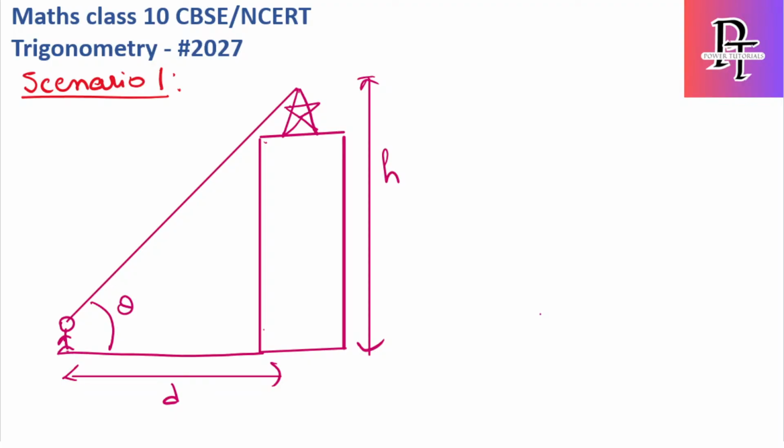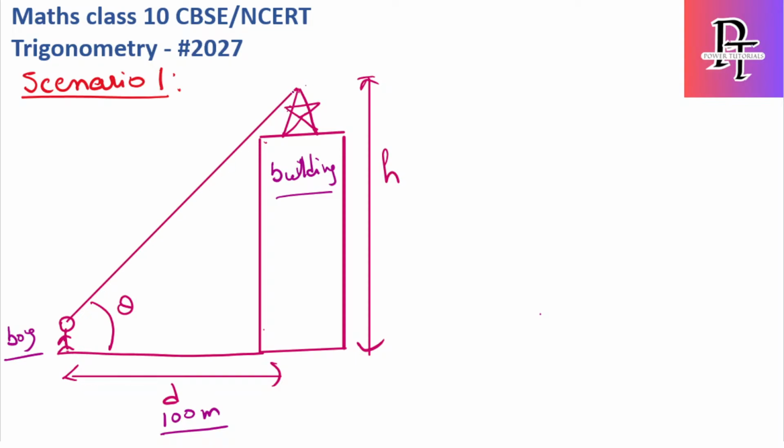This is the first scenario I'm talking about. Suppose I have a boy on the road. He is saying that he is about 100 meters from a building. So this is a building, and he is saying that he is 100 meters away from it, and he is able to see the top of the building. Here we have a tower on the building as well.